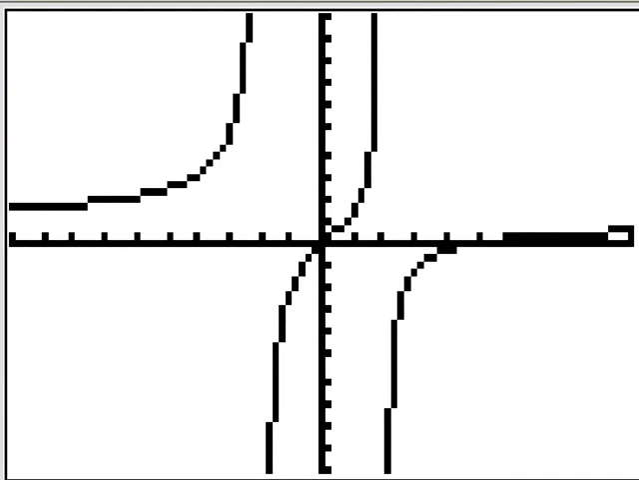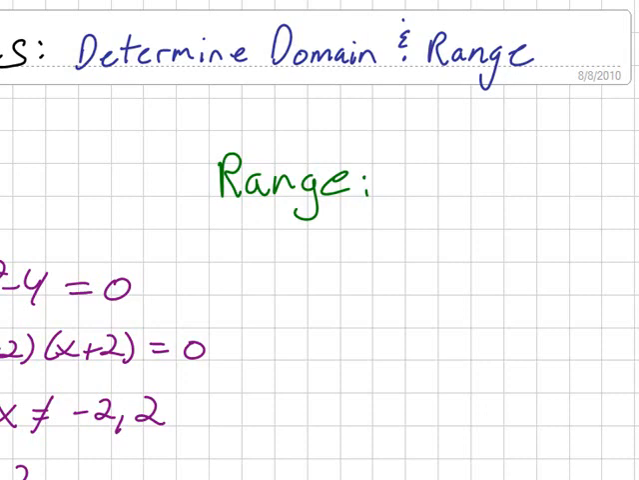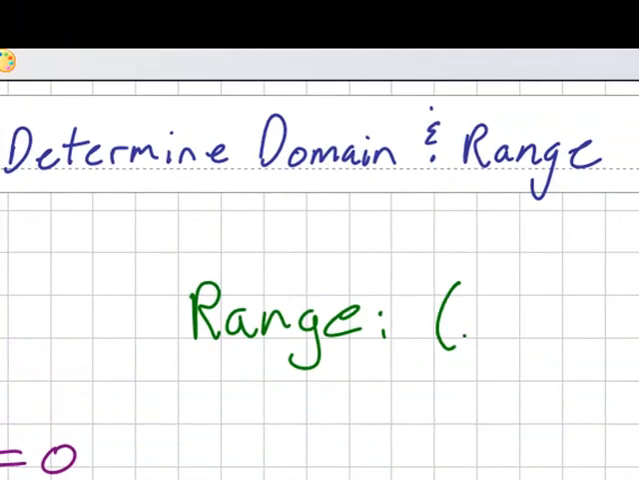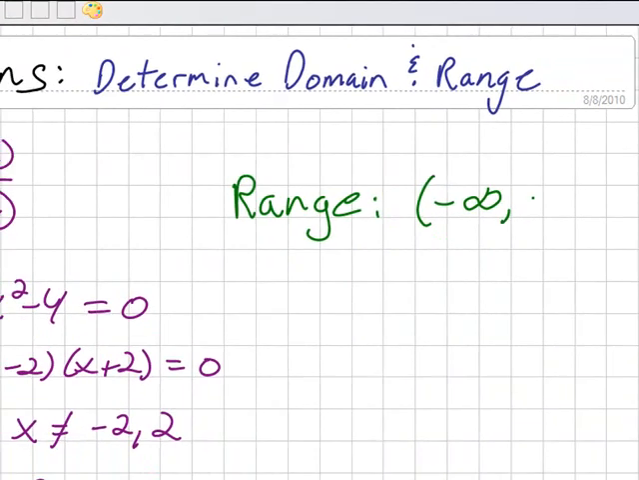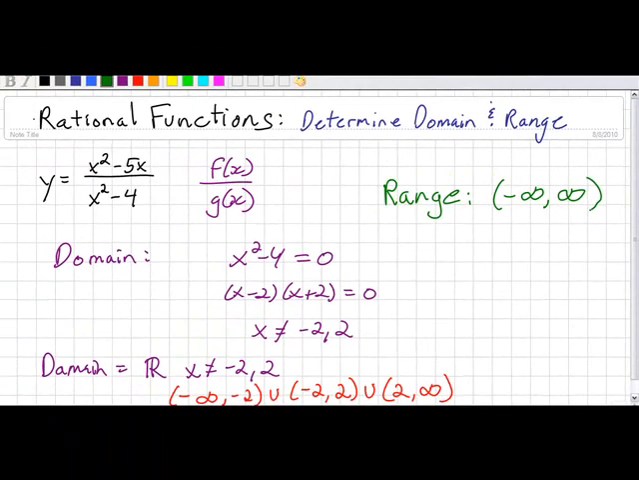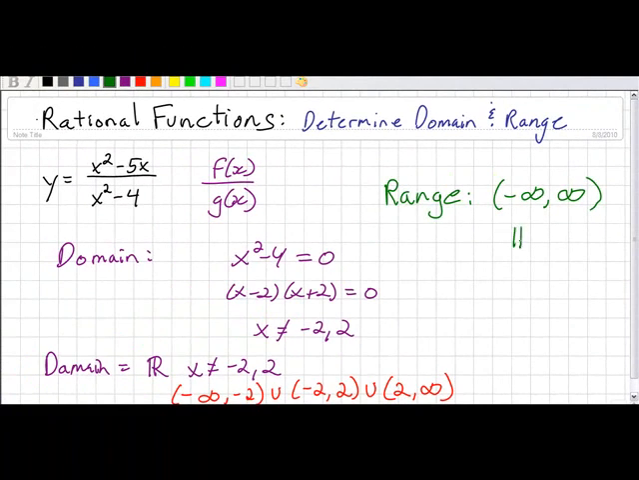And the way that looks in interval notation is this. Again, my range in interval notation is negative infinity to positive infinity. Infinities are always in rounded parentheses, or you can simply say all real numbers.